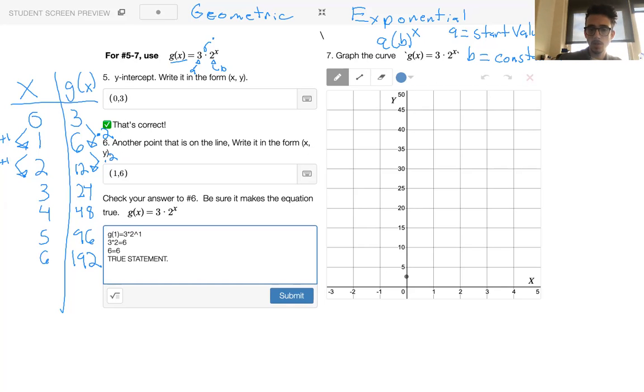We can use all these points. 0, 3 is approximately in between 0 and 5, but a little bit closer to 5. 1, 6 is slightly above 5. 2, 12, slightly above 10, but closer towards the middle. 3, 24, in between 20 and 25, but closer to 25. And then 48 is way up yonder. That's about all we can get. Do your best to make this line as curved and as neat as possible.